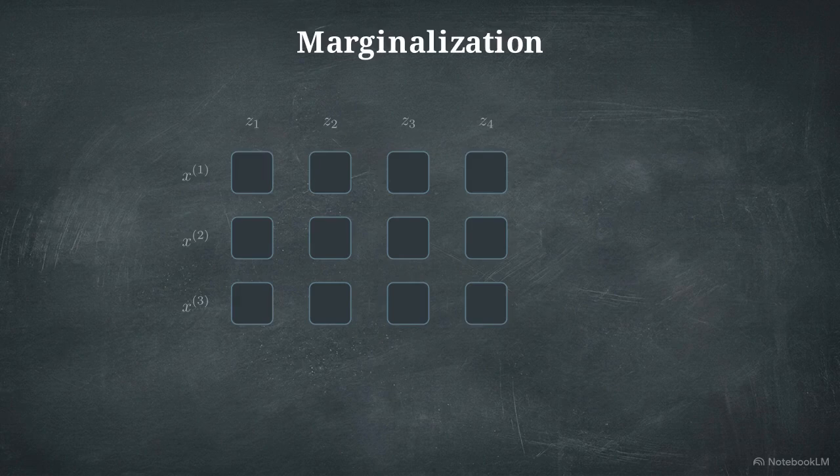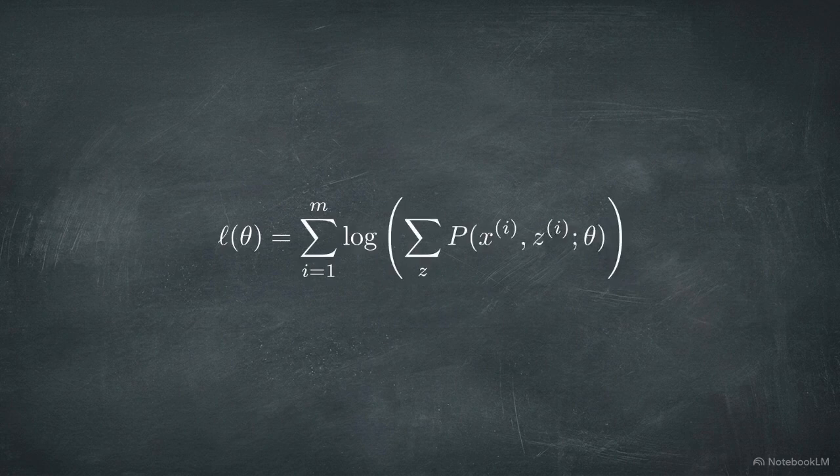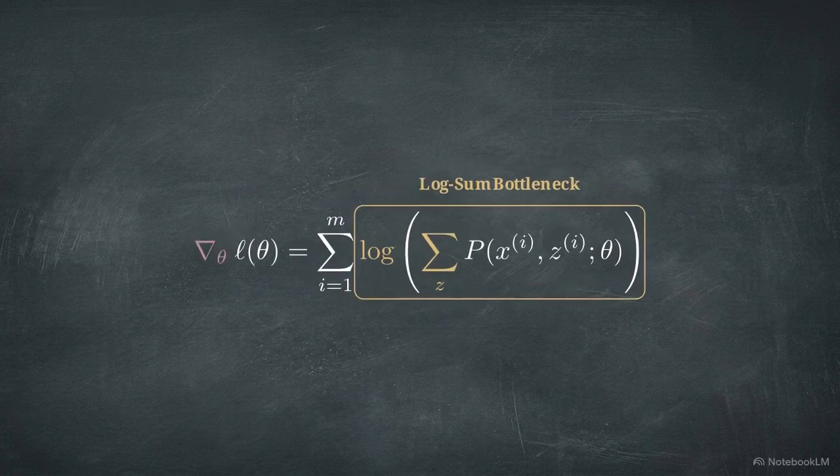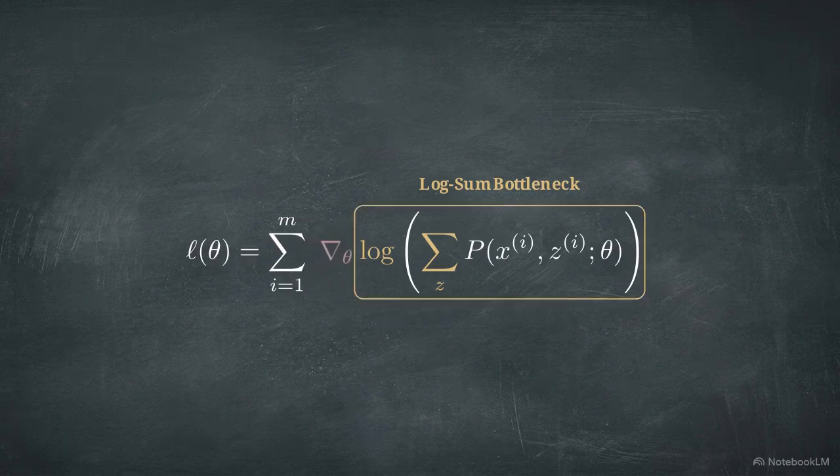But because the variables are hidden, we cannot simply count them. Instead, we are forced to marginalize them out by summing the probabilities across all possible hidden states. Look at the marginalized log likelihood equation. Notice the bottleneck. A summation of latent variable probabilities sits inside a natural logarithm. This log sum structure is analytically intractable. To optimize, if you apply a derivative, the logarithm prevents it from distributing across the sum.